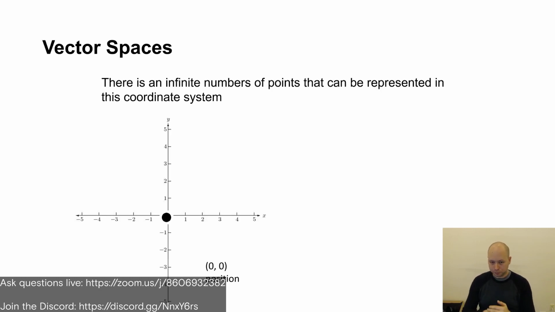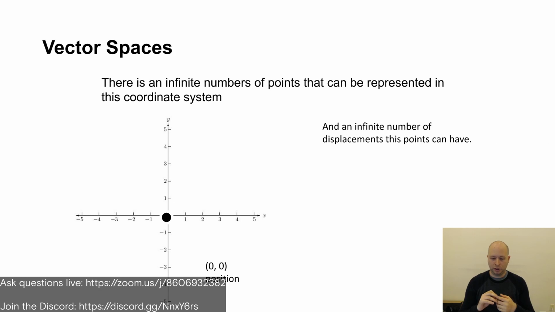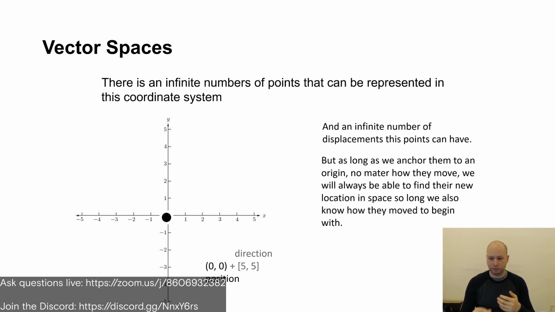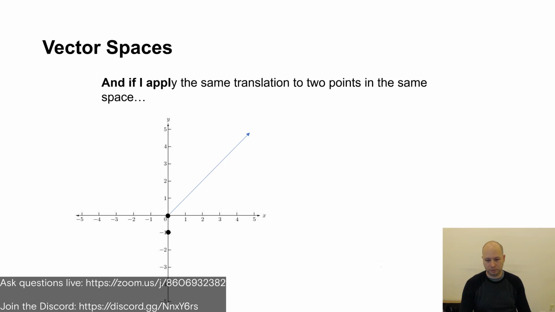And so in a coordinate system, we have an infinite number of points that can be represented, and we also have an infinite number of displacements, and an infinite number of orientations and all of that stuff. But as long as we anchor them to the origin, we'll always be able to figure out their new location in space as long as we know how they moved to start, right? So a vector, for example, allows us to take a position at 0 and move it to another position in our coordinate frame, which is close, but it's fine.